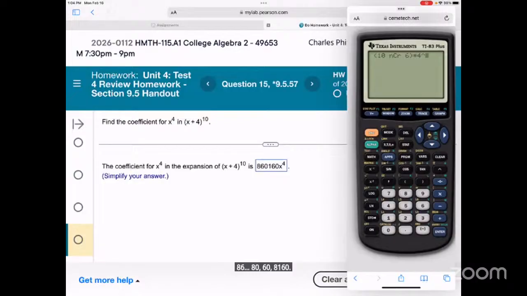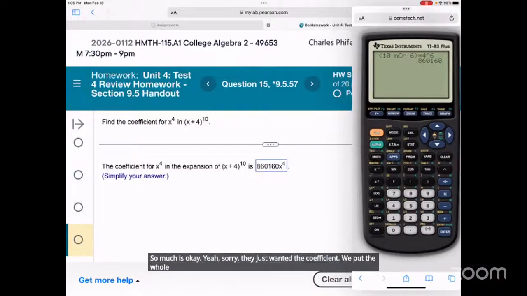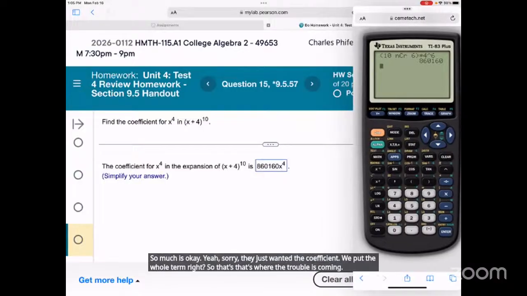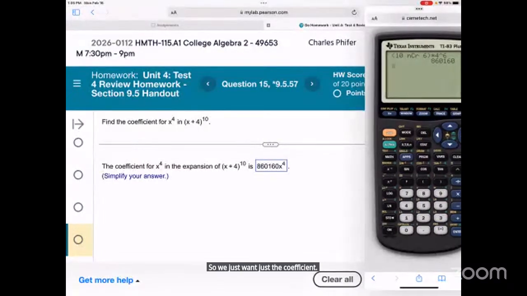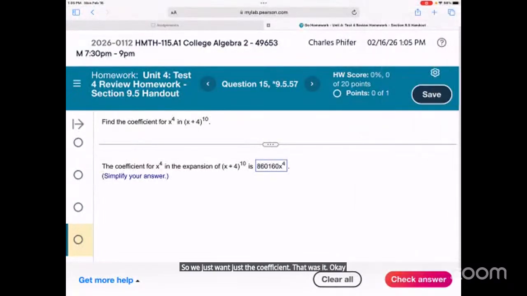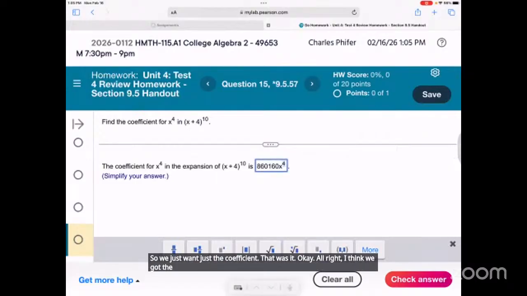What am I missing? Oh, the coefficient. Yeah, sorry. They just wanted the coefficient. We put the whole term, right? So that's where the trouble is coming. So we just want just the coefficient. That was it. Okay. All right. I think we got the cobwebs off.